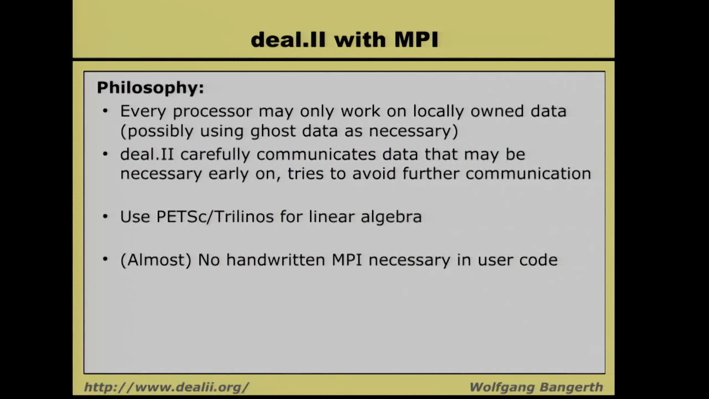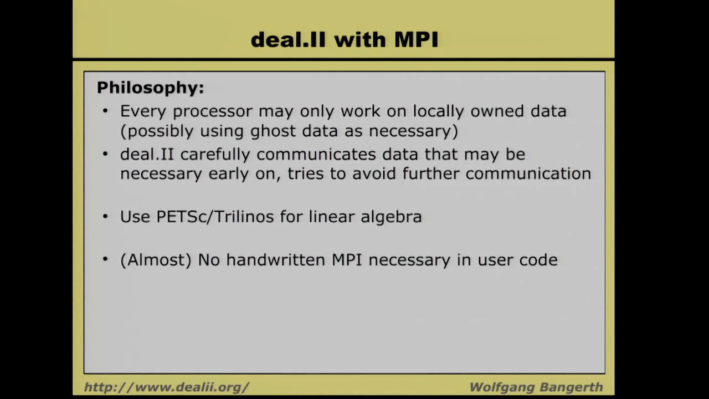Remember, we cannot store the entire triangulation. We do not know about the other cells. We cannot work on them. We can also not request them because there would be too much data that is going back and forth. So deal.II is carefully written in such a way that it communicates data that may be necessary early on. So sometimes, let's say the ghost elements, we don't own them, but the triangulation makes sure that they're available locally. And then it tries to avoid further communication.